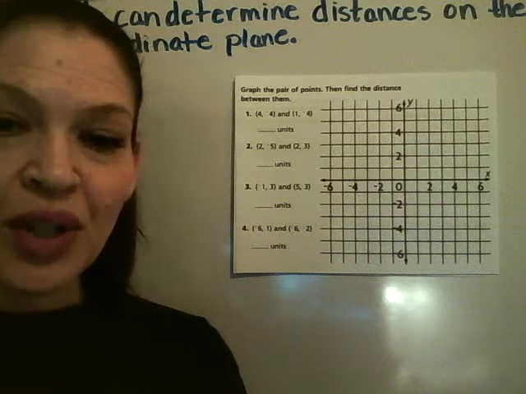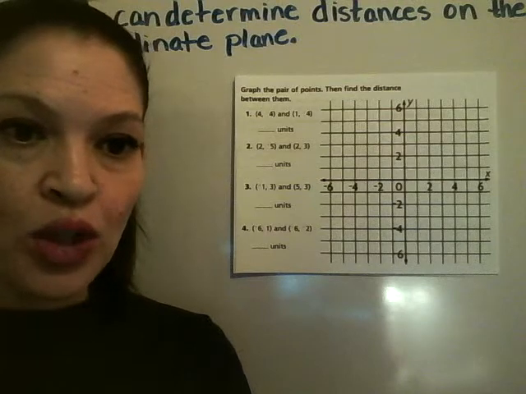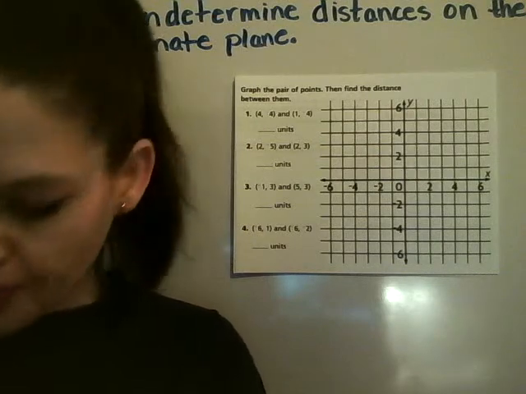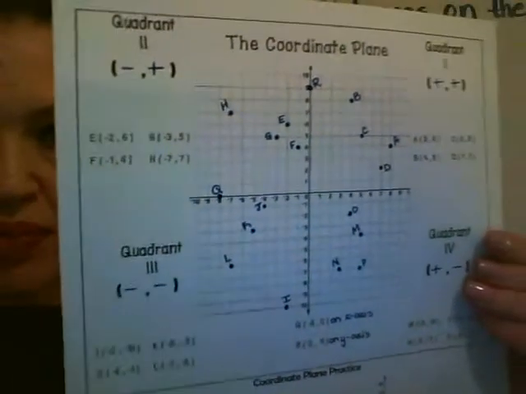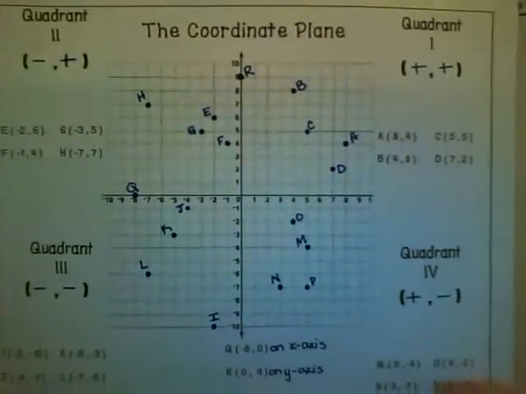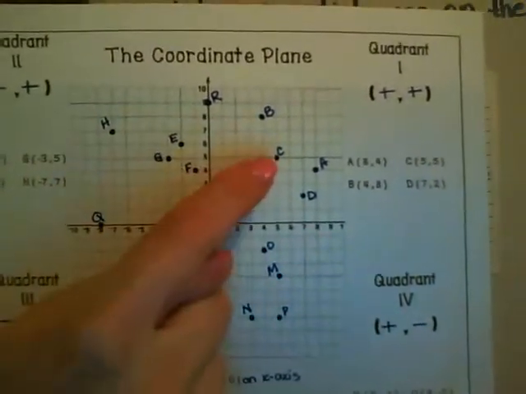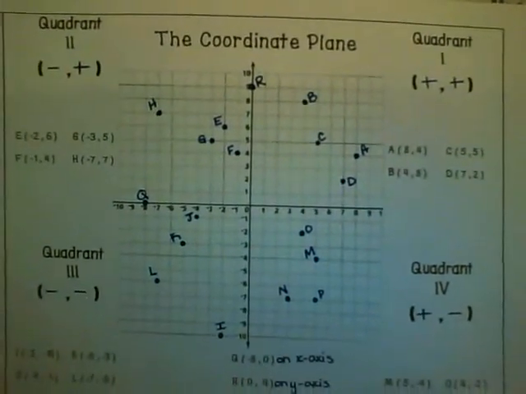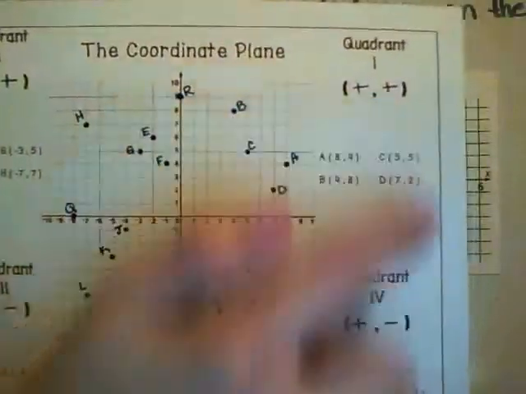So the first thing I'd like you to do is take out your homework from yesterday, which was plotting and labeling points on a quadrant. And it looks like this. I want you to check several things, okay? Check, obviously, that you have plotted all the points in the correct locations. Check that the signage on each of your quadrants is correct.